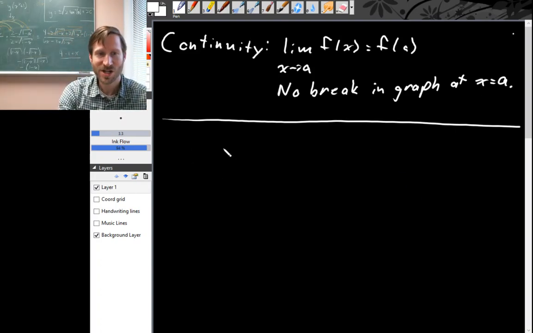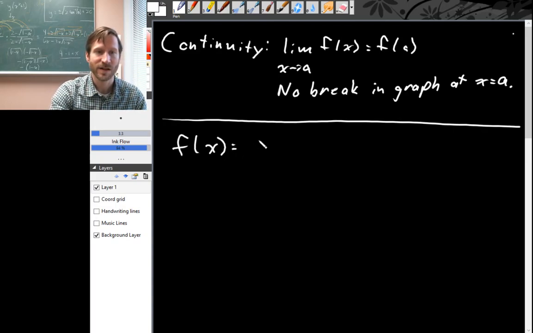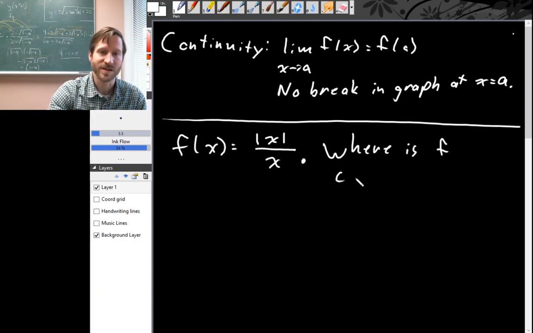So to check our understanding of this idea, let's look at a couple examples of functions and decide where they are continuous. So here's a function. f of x is the absolute value of x over x. And let me ask, for this function, where is f continuous?